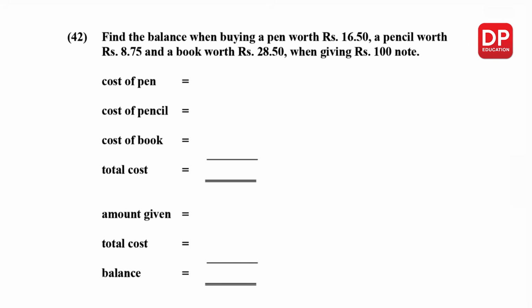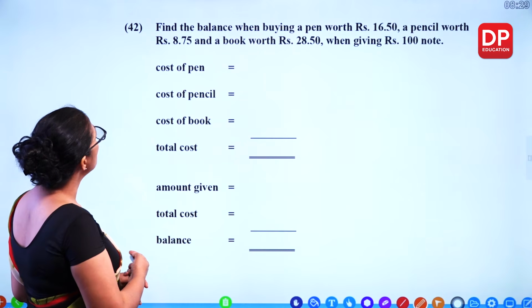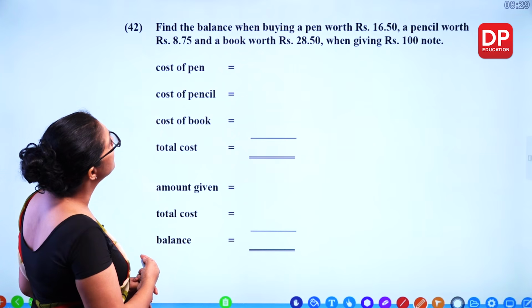Find the balance when buying a pen worth 16.50. That means 16 rupees and 50 cents. A pencil worth 8 rupees and 75 cents and a book worth 28 rupees and 50 cents when giving a 100 rupee note. What's the cost of a pen?